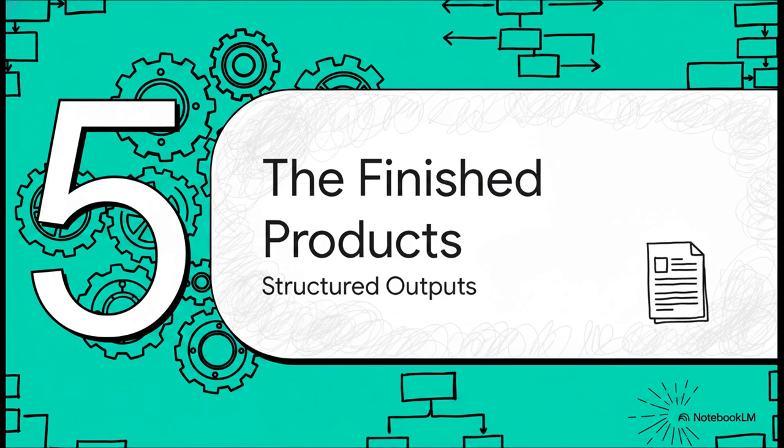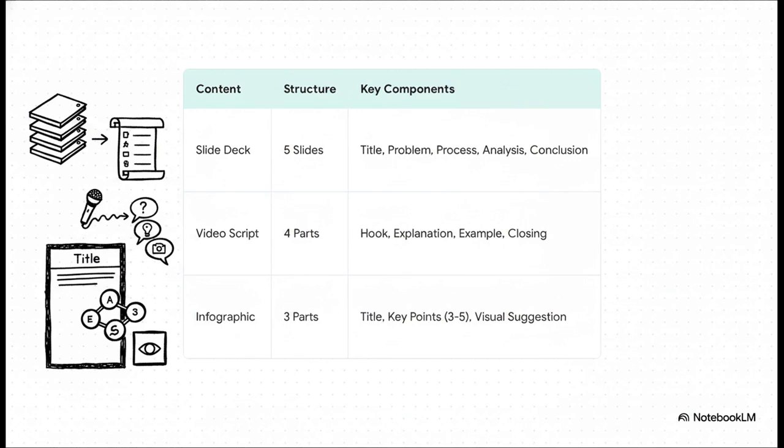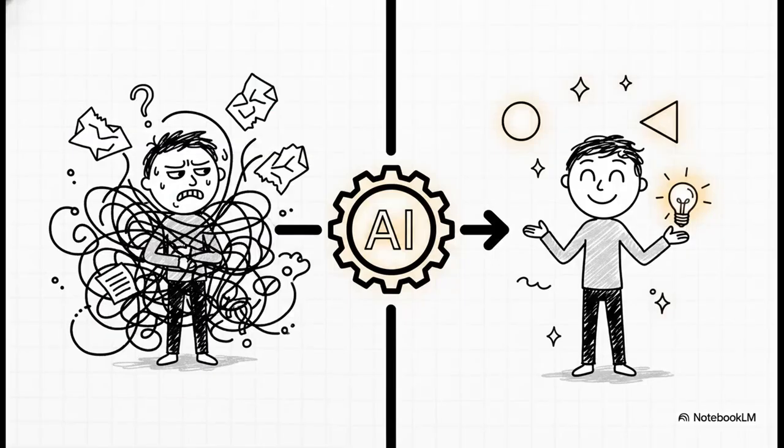So, what do these AI-generated outputs actually look like? The key thing to remember is that they're not just a random dump of text. No, they follow a very specific, very professional structure. And this table here breaks it down perfectly. The slide deck, it follows that classic 5-part story. You've got a title, the problem, the process, some analysis, and a conclusion. The video script is built for engagement, a hook to grab you, the explanation, an example, and a closing. And the infographic is all about clarity, a strong title, a few key takeaways, and it even gives you suggestions for visuals.